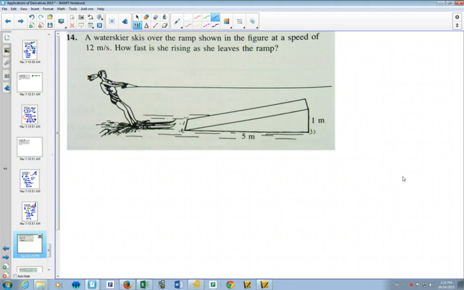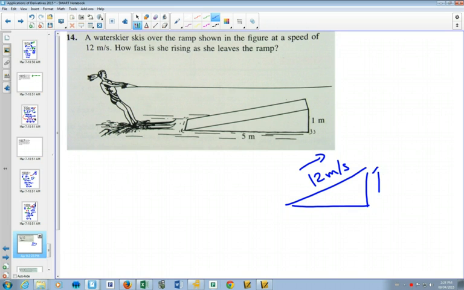So we've got a ramp that's a right angle triangle, and we know that they're going up this triangle at 12 meters per second. We're trying to find how fast she is rising. We're trying to find this at the moment right here when she leaves the ramp.